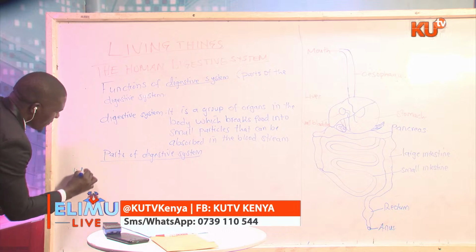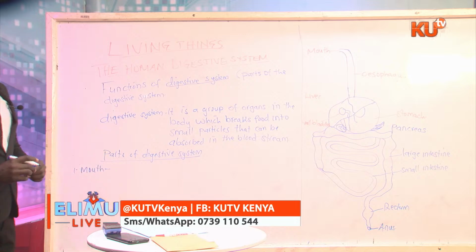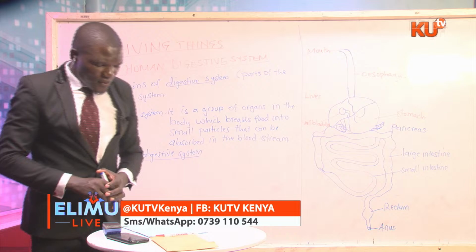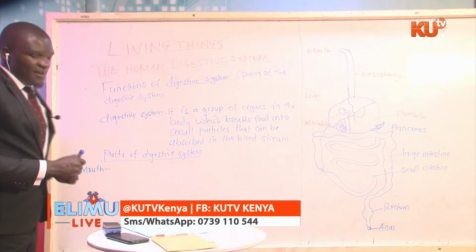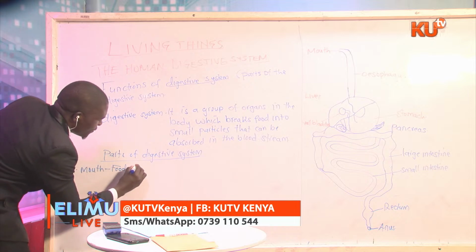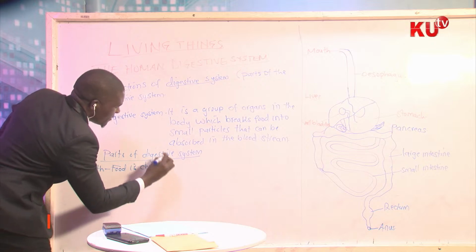Part number 1, we have the mouth. The work of the mouth is where food is chewed and mixed with saliva to moisten it.